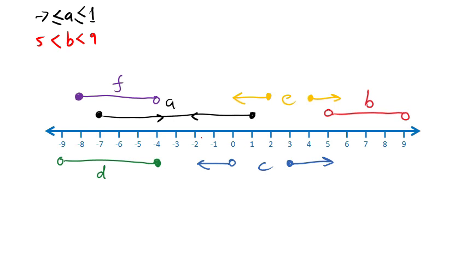Let's look at C. Now C I think is going to be a little bit trickier. So what I like to do is write it out as two things. So we've got C is greater than or equal to 3 because we've got the solid circle, remember? And we've got C is also less than but not equal to 0.